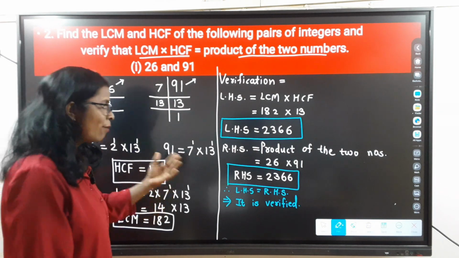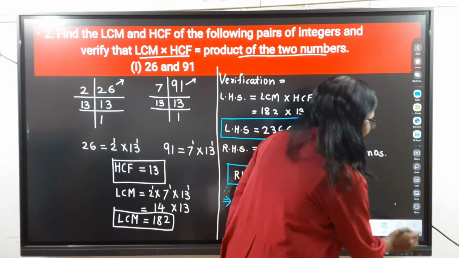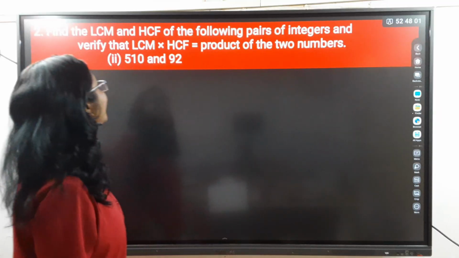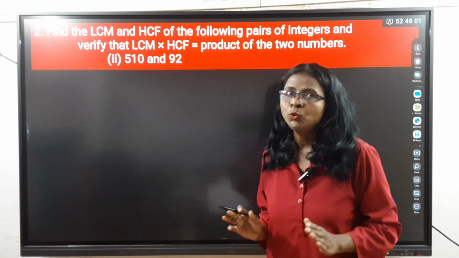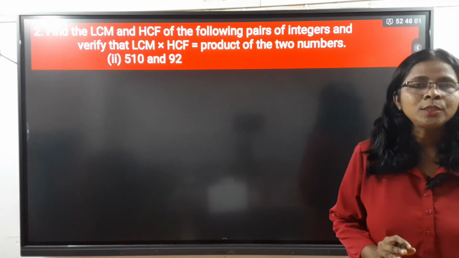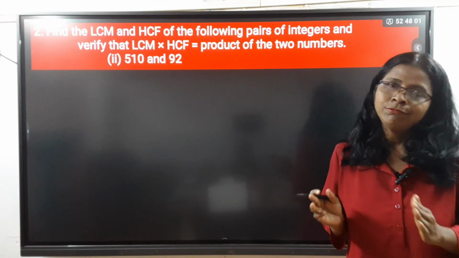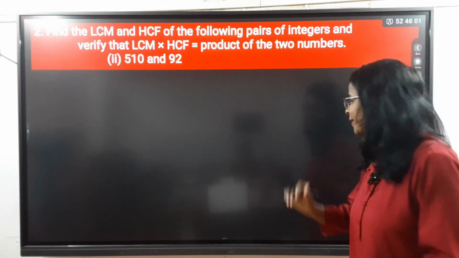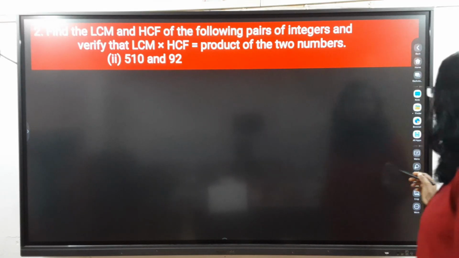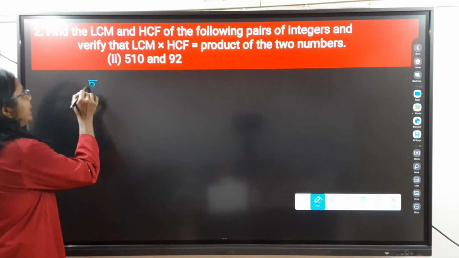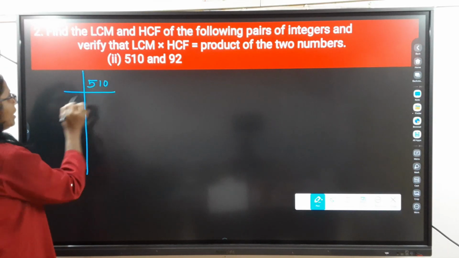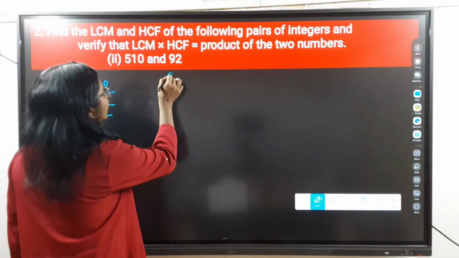Okay students, now see the next example. The next example is for the two numbers 510 and 92. First our process is to calculate the factors of these two numbers. So let us calculate factors of these numbers. I write here 510 first and here 92.